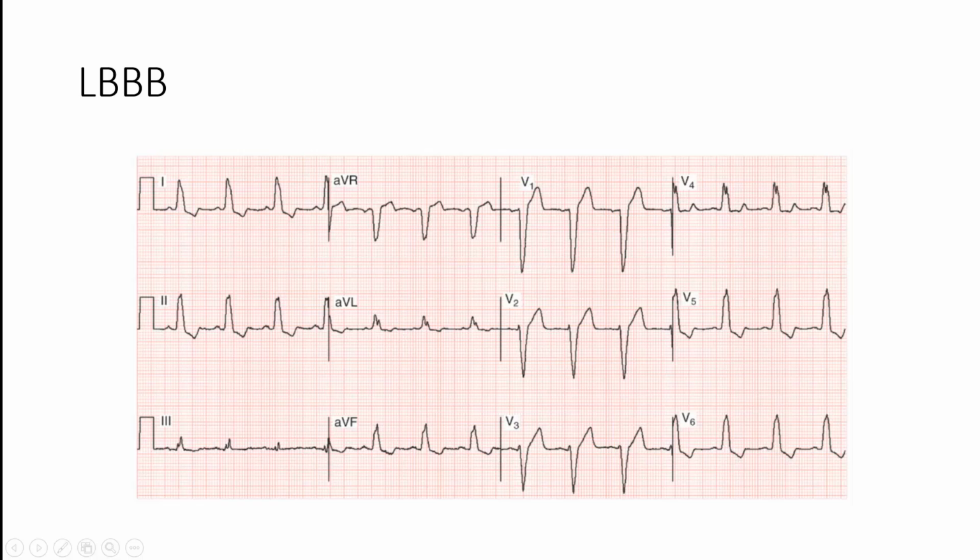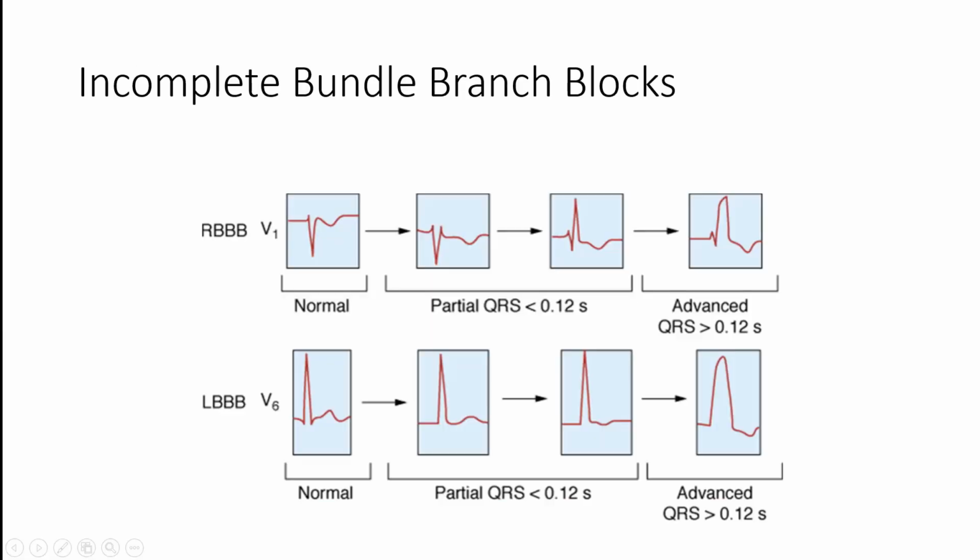This, of course, is a left bundle branch block. Now, it is possible to have an incomplete bundle branch block, and this is going to be the case anytime you see an RSR in V1 or a notched R wave in V6. They are suggesting a pattern of an underlying bundle branch block, but there is not sufficient delay through the QRS complex in the form of greater than 0.12 seconds.